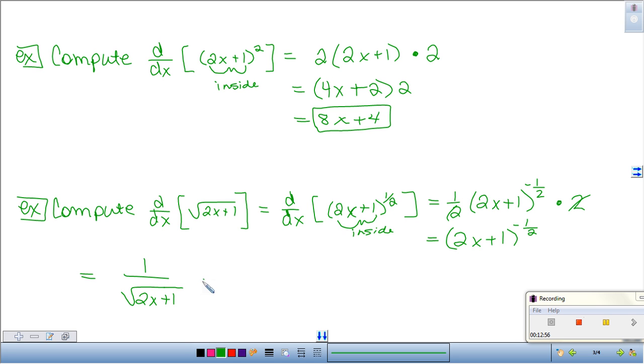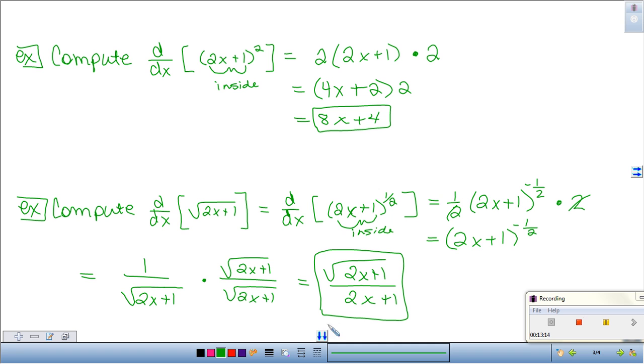If you don't like this, then rationalize your denominator. So the square root of 2x plus 1 all over 2x plus 1 would be your final answer. Okay?